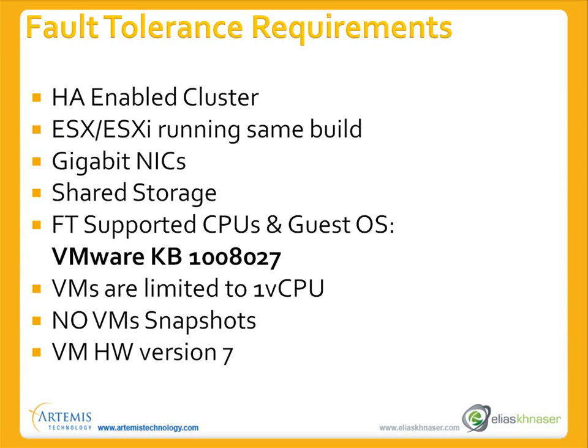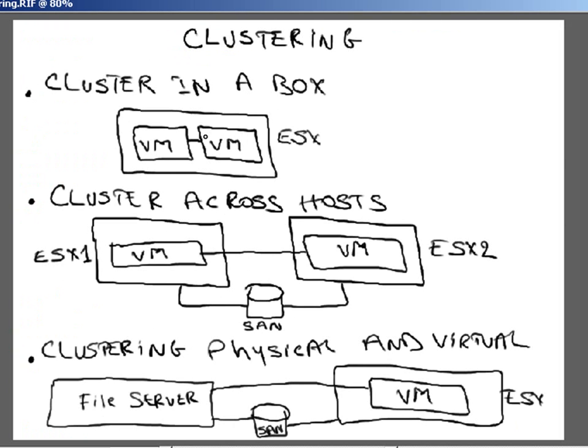Alright, let's mix it up a little bit here, and let's bring up a whiteboard and talk a little bit about the different types of clustering that we can do in a virtual environment. Alright, so these are the types of clustering that you can do. We can do what's known as a cluster in a box. So basically you have one ESX host. Inside of this ESX host, you have virtual machines. So you can cluster the virtual machines that are inside the ESX host. Now granted, if the ESX host crashes, then your clustering is useless.